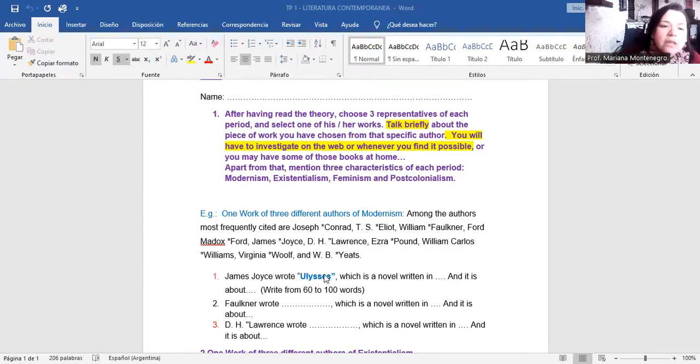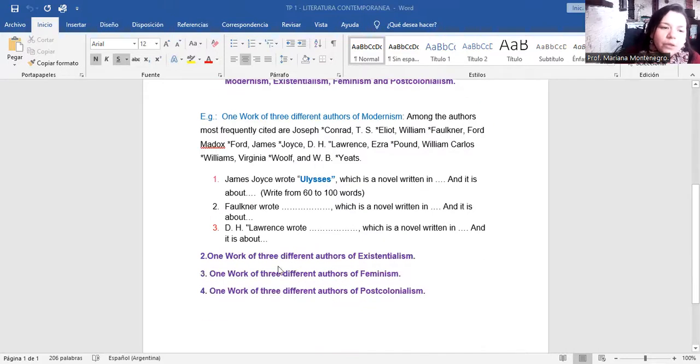These are just examples. So then you will have one work of 3 different authors of existentialism, one work of 3 different authors of feminism, and one work of 3 different authors of post-colonialism. And that would be all.